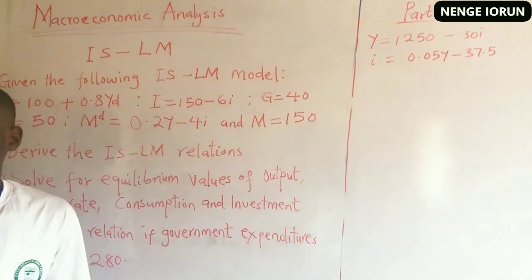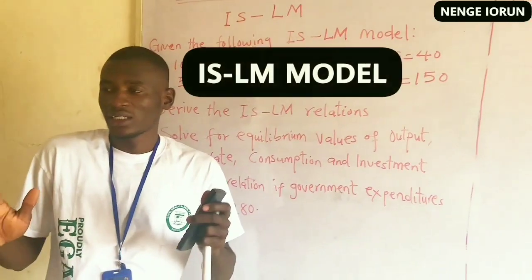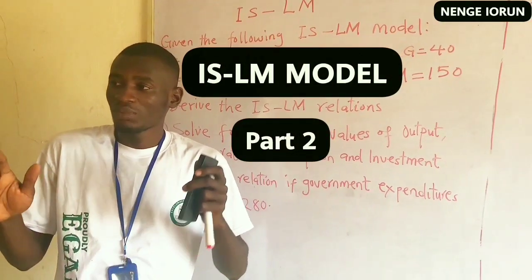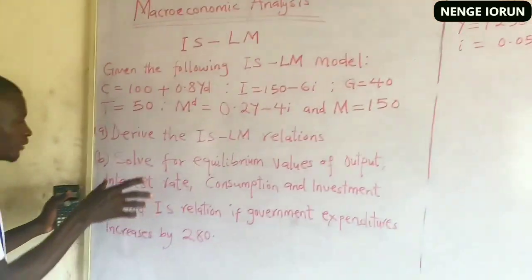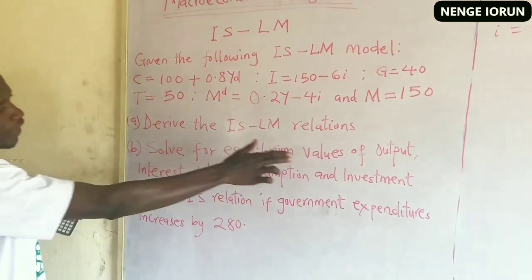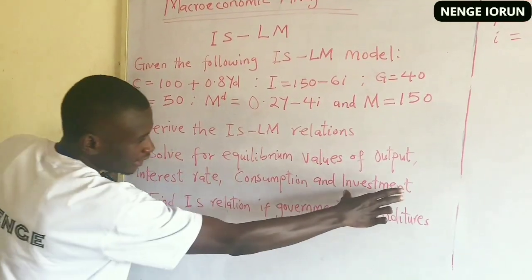Thank you so much for watching part 1 of this video on IS-LM models. So today we shall be solving part B, which is part 2. Part B is: solve for the equilibrium values of output, the interest rate, consumption and investment.